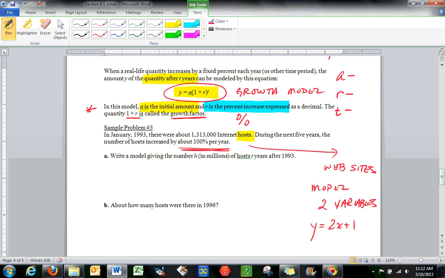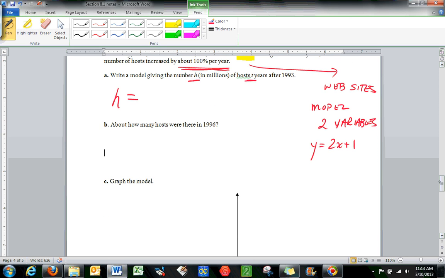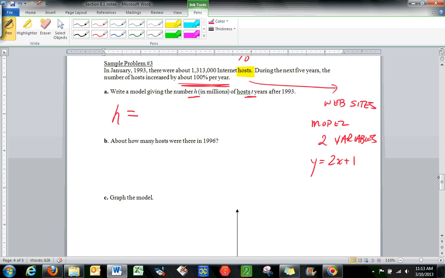Now, we're looking for the number of host sites, so we're going to be looking for h. And we want to write the model in relation to the number of years, so t years, which in this case will be our exponent and our other missing variable. So we need to come up with 2 parts here. We need to know the initial amount that we started with, and we need to know the basic rate. We were given that information.